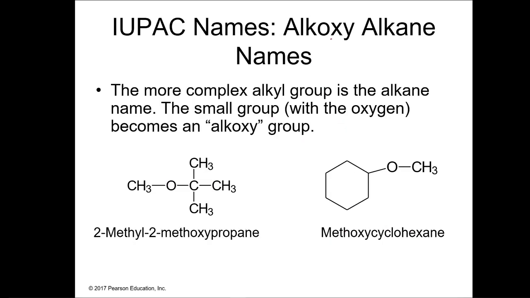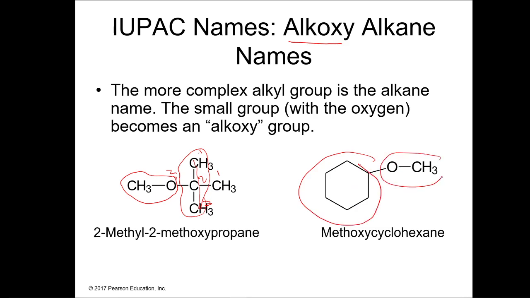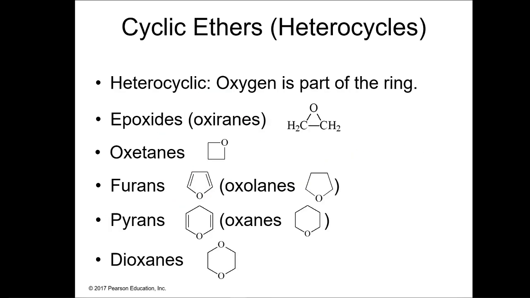For IUPAC names, you call it an alkoxy group, okay? So here's my biggest carbon chain, 1, 2, 3. So there's my propane. And it doesn't matter which one I start at, 1, 2, 3. So I've got 1 methyl, 2 methoxy, so I've got a methyl group and an oxygen. So 2 methyl, 2 methoxy, propane. Here I've got a cyclohexane, and I've got a methoxy group sitting on it. So for IUPAC, you do methoxy, ethoxy, propoxy, and those sorts of things.